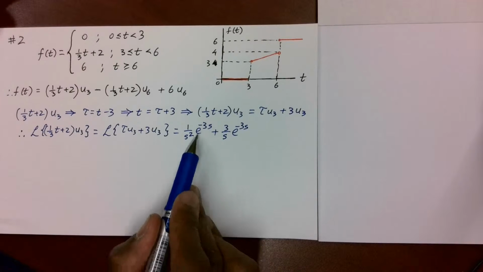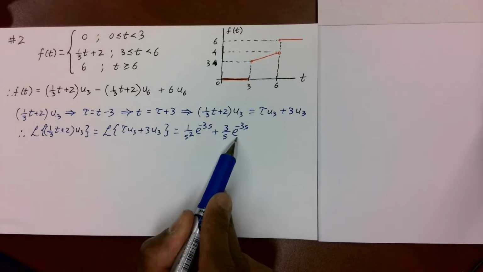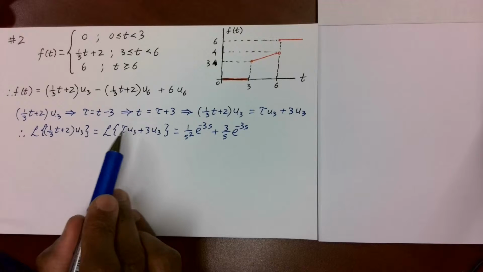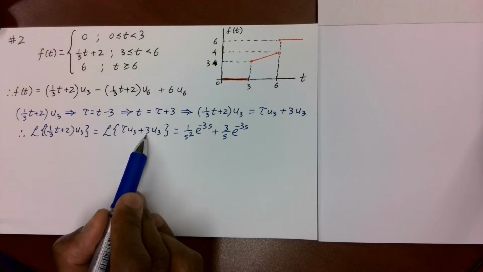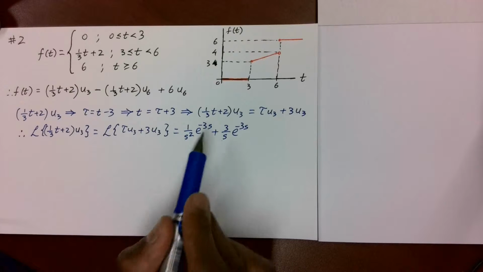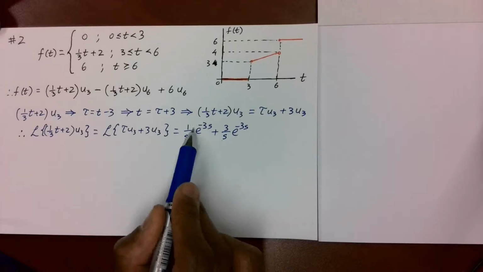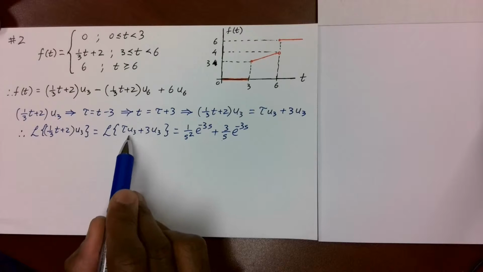And for these two Laplace transforms, you may refer to the list of transforms. How the Laplace transform of tau is 1 over s squared, and how the Laplace transform of 3 is 3 over s. So this e to the negative 3s is attached to both of these two simply because of the presence of this u3.